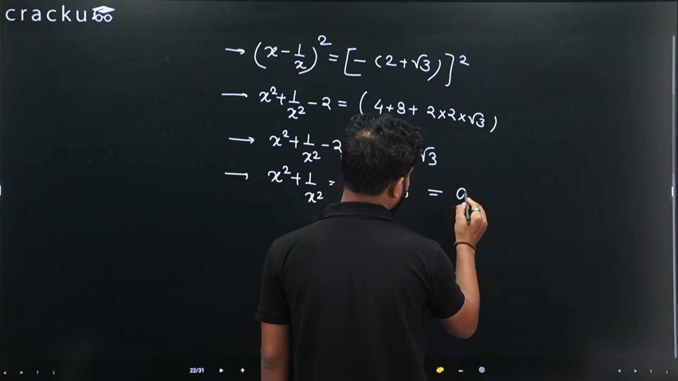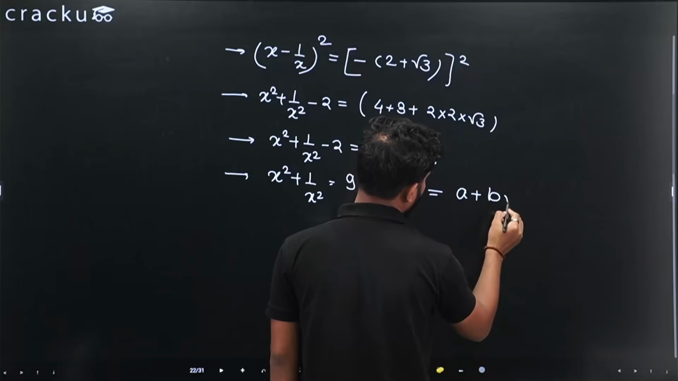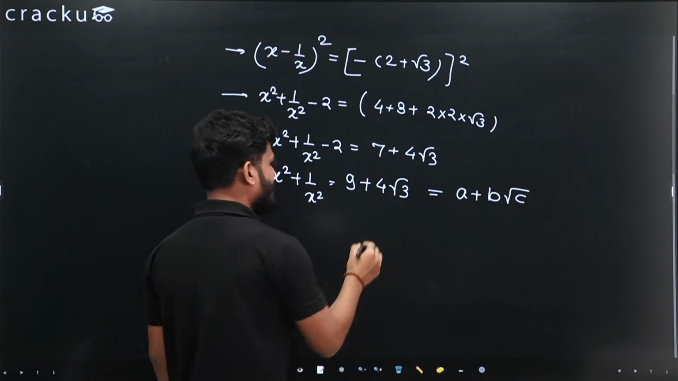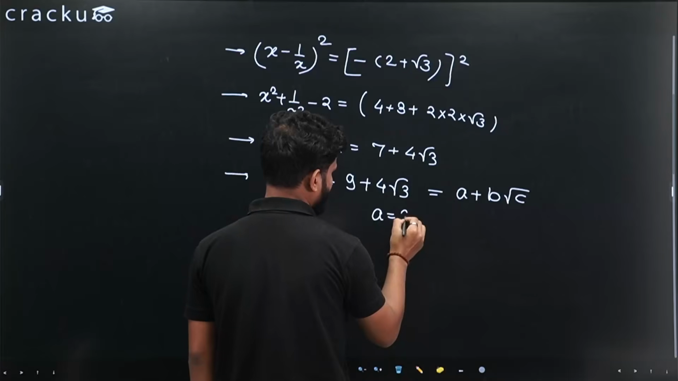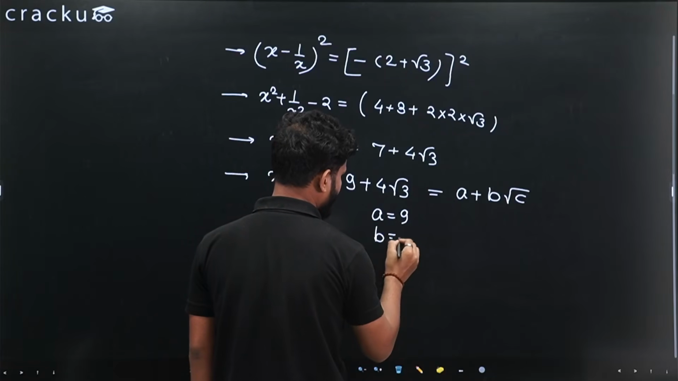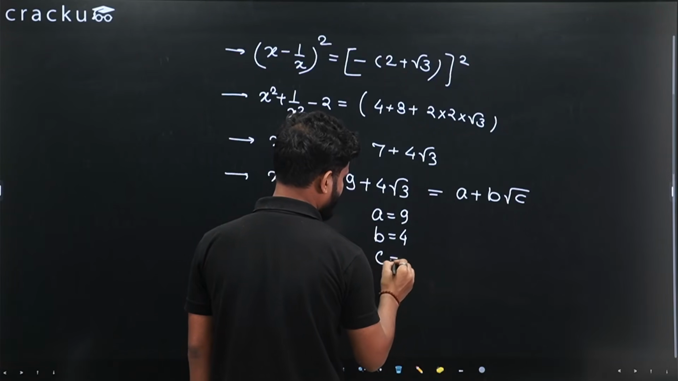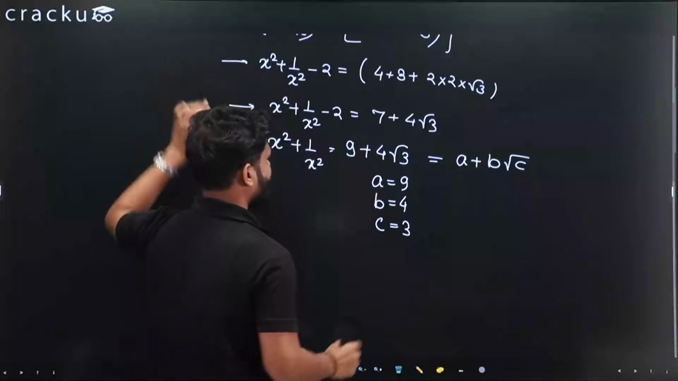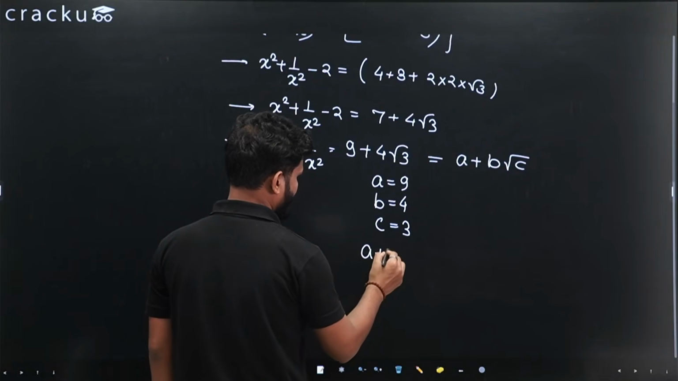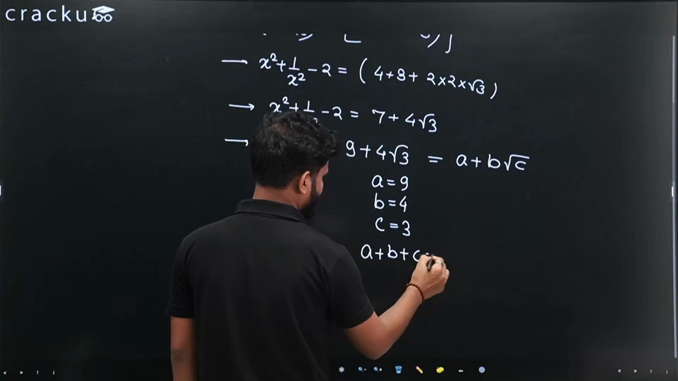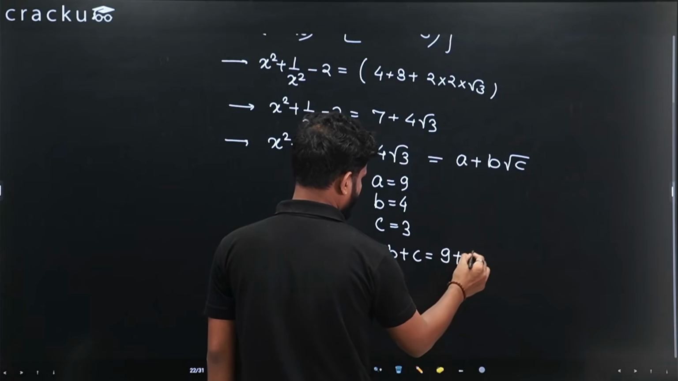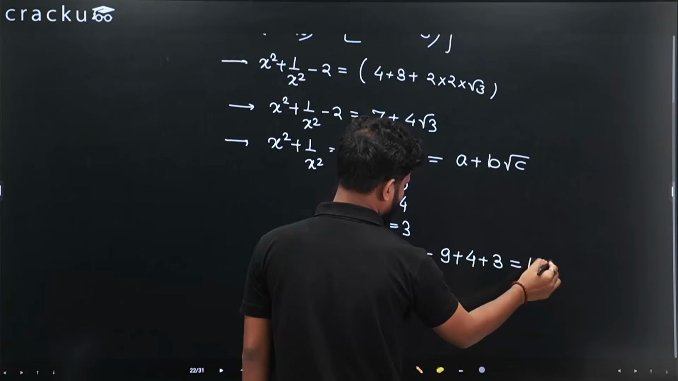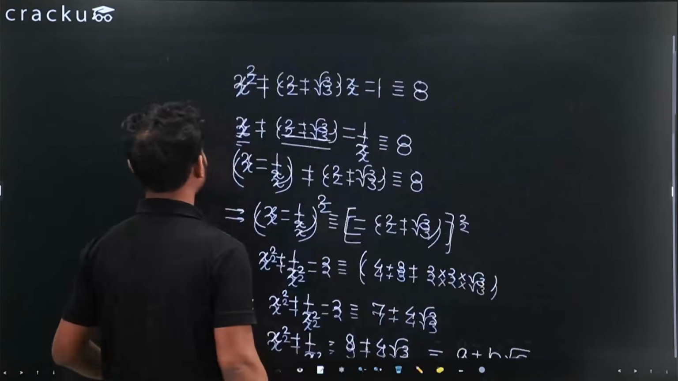And this is equal to a plus b root c, correct? So what is a here? a here is 9. What is b here? b here is 4. What is c here? c here is 3. What you need to find is a plus b plus c. So a plus b plus c will be 9 plus 4 plus 3, which is 16. The answer to this question will be 16.